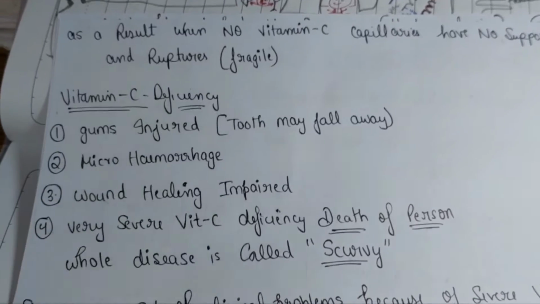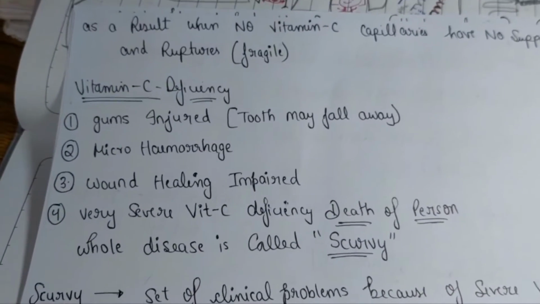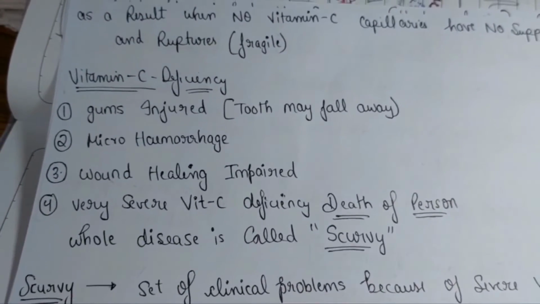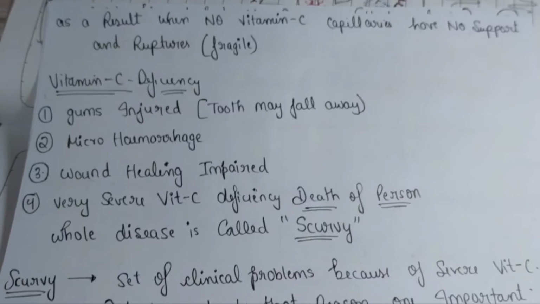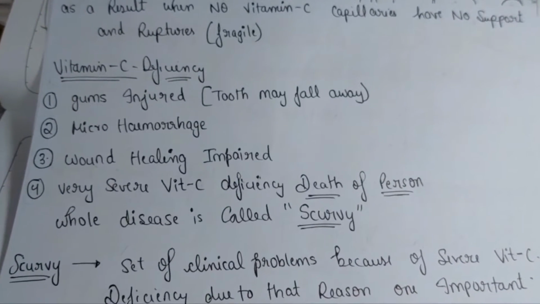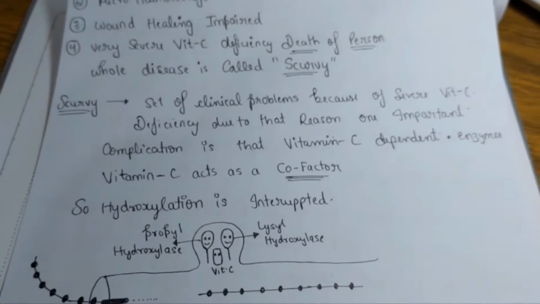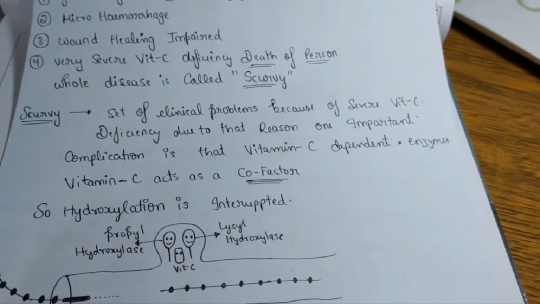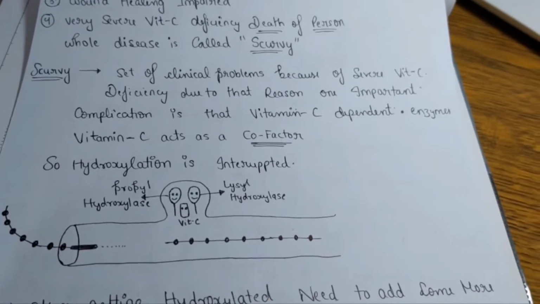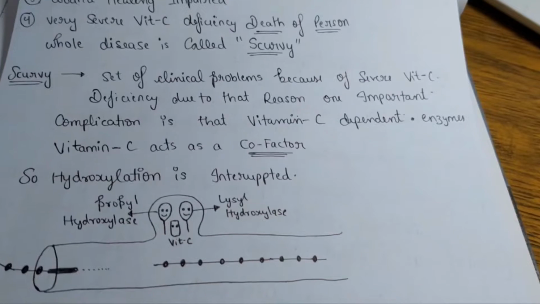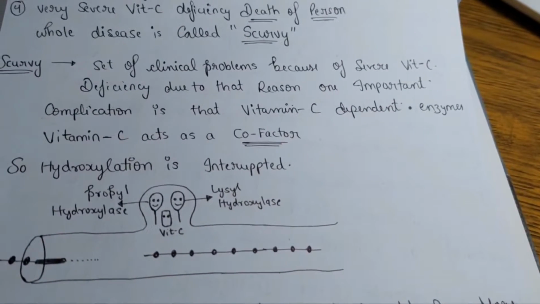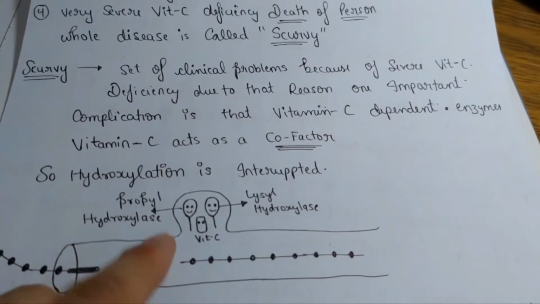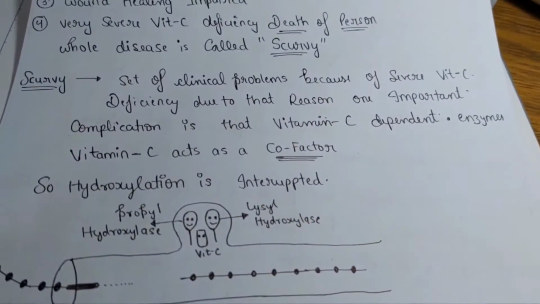Then we can have impaired wound healing because we know fibroblasts go to the place where there is a wound, and if fibroblasts cannot produce proper collagen, again we will have poor wound healing. And sometimes severe vitamin C deficiency can also lead to death of the person. So as a whole, the disease scurvy can have gums injured, microhemorrhage, poor wound healing, and can also lead to death. And all this was due to no hydroxylation of the pro alpha peptide chain by prolyl hydroxylase and lysyl hydroxylase.